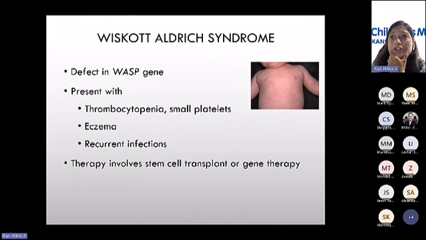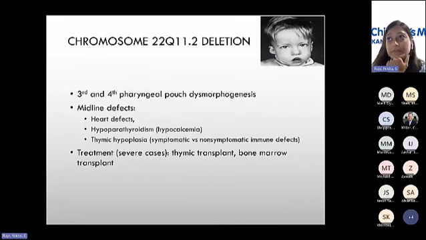Here's one more, Wiskott-Aldrich syndrome, caused by defect in the WASP gene. They present with the triad of eczematous rash, recurrent infections, and thrombocytopenia or small platelets. And treatment involves stem cell transplant, and gene therapy is available.